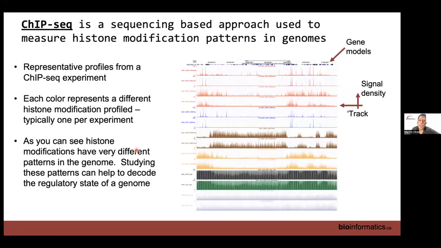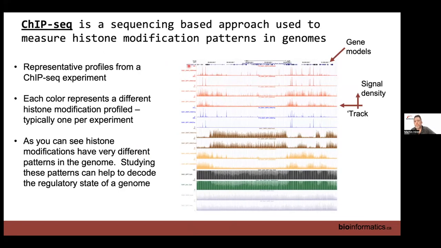So what is ChIP-seq? Well, ChIP-seq is a sequencing-based approach used to quantitatively measure histone modification patterns in the genome. And this panel on the right-hand side really shows a typical representation of how we interact with this data, at least manually or from a visualization perspective. And you'll be introduced to how we generate these tracks over the next few modules.